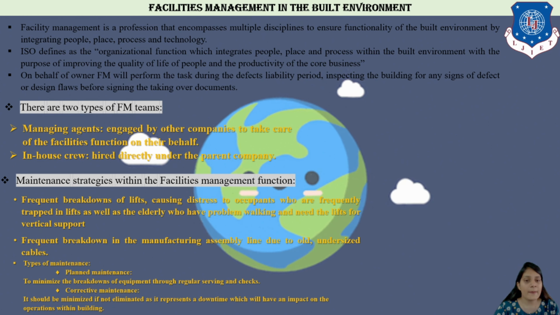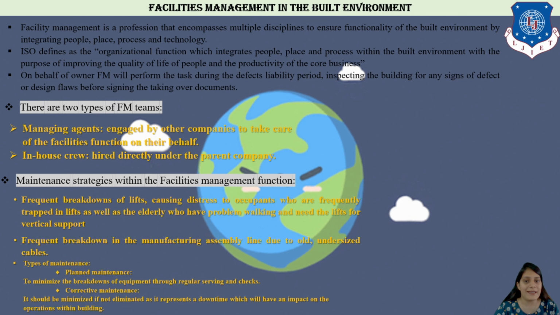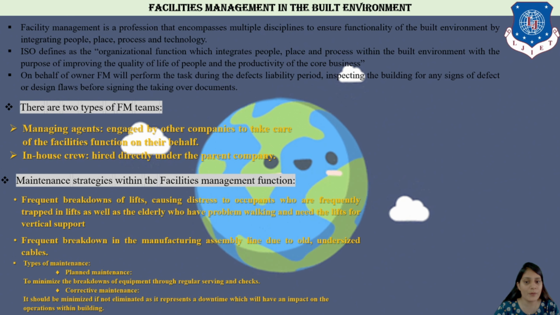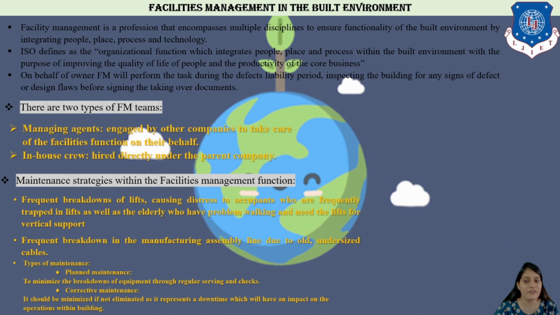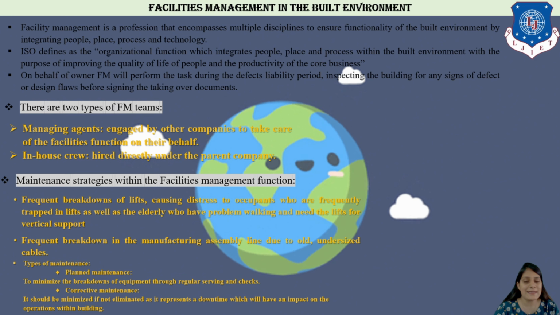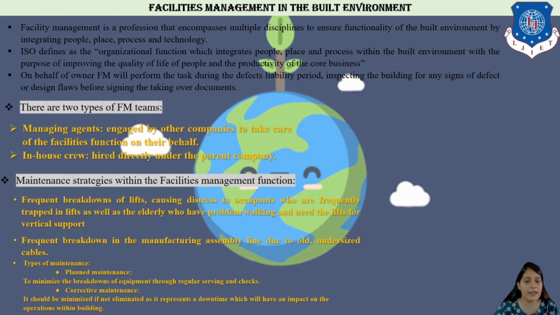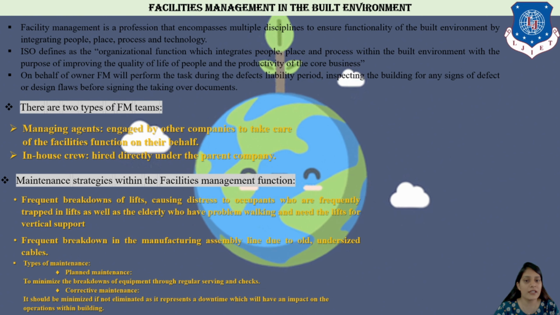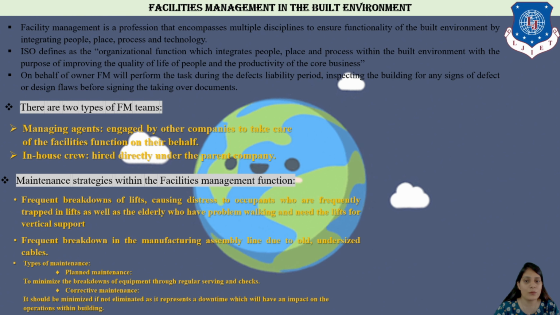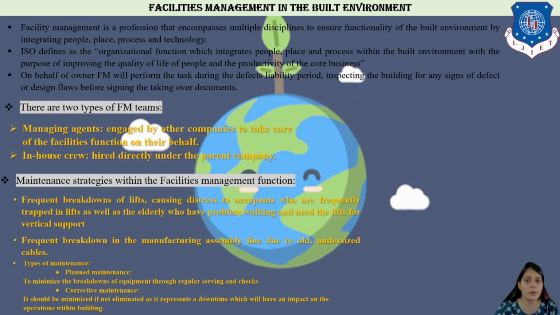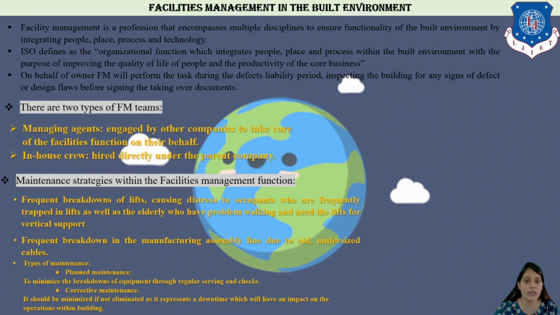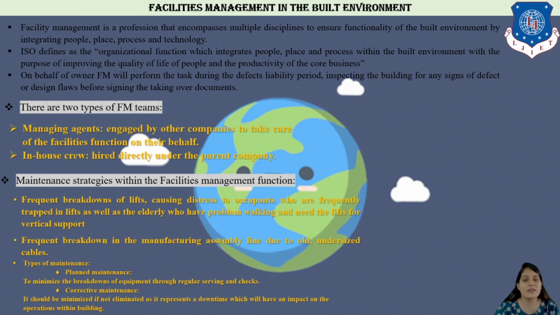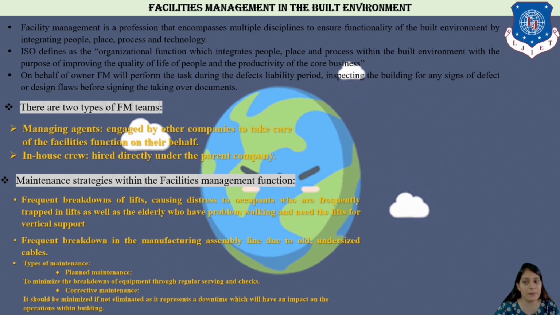Now there are two types of facility management team. First is a managing agent engaged by another company to take care of the facility functions on their behalf. And next is an in-house crew hired directly under the parent company. So basically here we are going to integrate people and place within the built environment. How is the productivity? What can be done to make our environment more eco-friendly and more helpful to the people residing there?